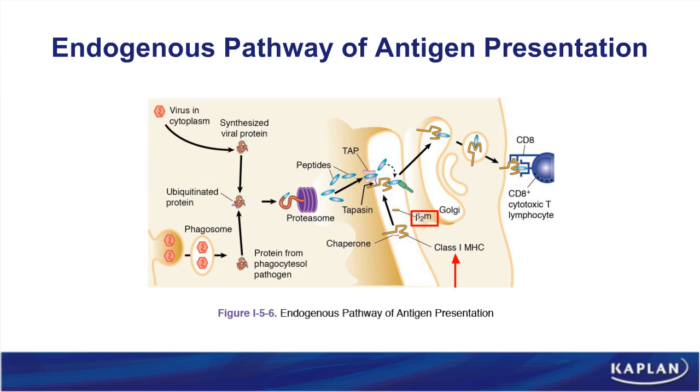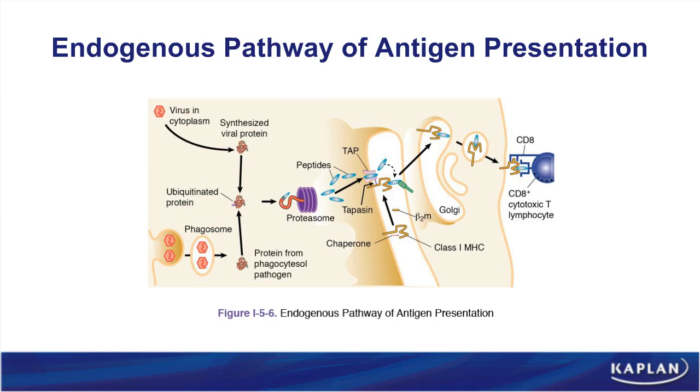Once that peptide is present within the class 1 peptide binding groove, that class 1 peptide complex will move through the cell, will go through the Golgi, and eventually be in a vesicle that fuses to the cytoplasmic membrane for presentation to a cytotoxic T cell. Now, it is the CD8 of that cytotoxic T cell that is actually recognizing that class 1 MHC molecule, so we say that that is restricted to class 1 MHC.